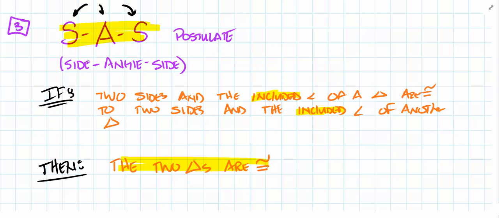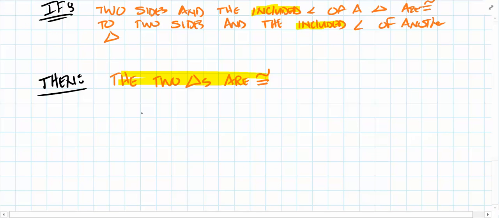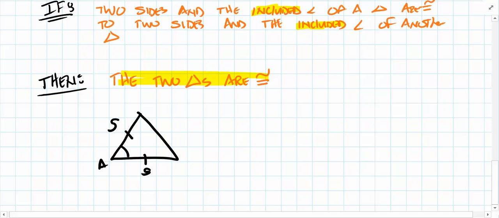So here's what I mean. Here's some examples of what it means to be side angle side. Let me give you this one. I give you that one, and that one. That is side angle side. Do you guys see that one? They'll all be included then if it's the vertex? The angle has to be between the two sides. That's side angle side.